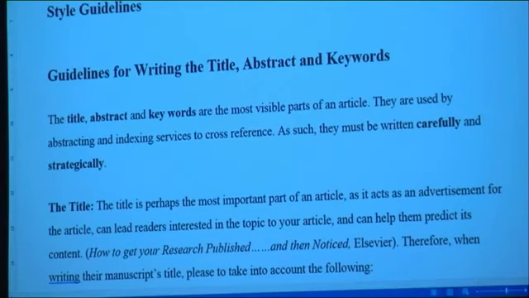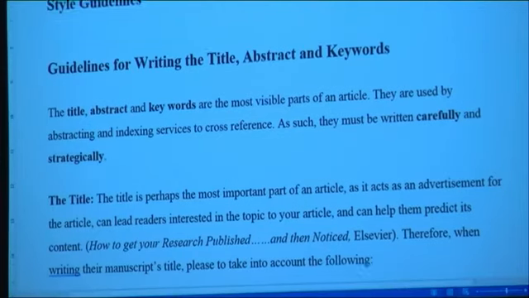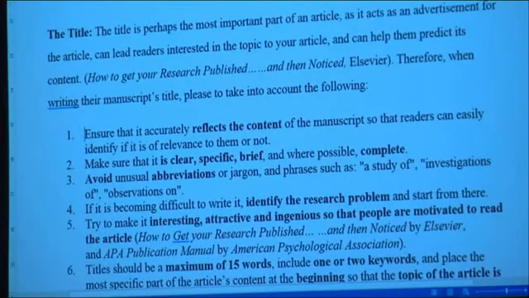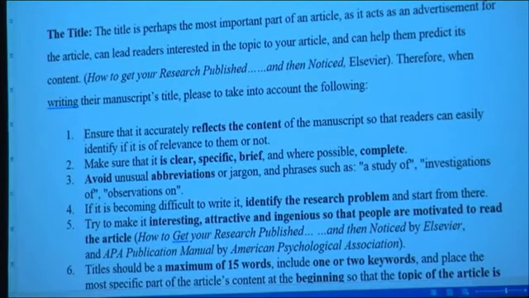Title, abstract, and keywords are the most visible parts of an article. They are used by extracting and indexing services to cross-reference. As such, they must be written carefully and strategically. So they give ideas for you to write the title. You see here, we are not going to stop reading because I'm going to give this to you, but you have in bold letters the key points.